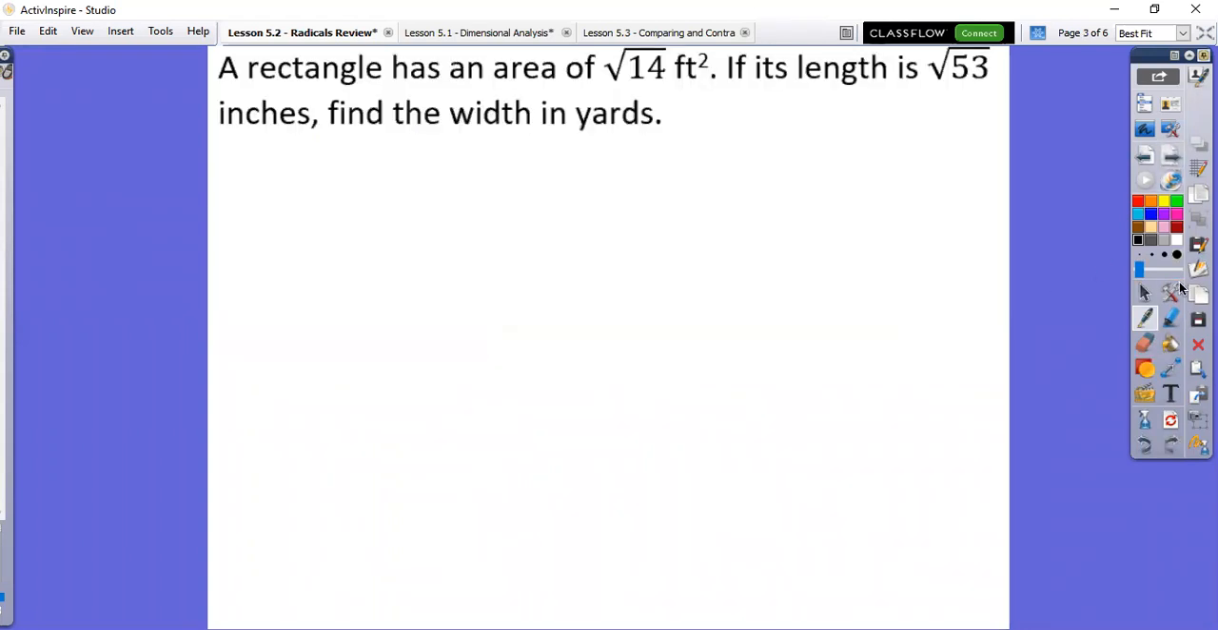All right, so this problem I wanted to show you. I want you to take a look at this. We're going to do this in class, but basically what I want you to do is answer it without a calculator, and I want you to give me the exact answer of this width in yards. So be careful, pay attention to the units. Remember, we just started a section on dimensional analysis. Pay attention to the units to make sure that you give me an exact answer, so not a decimal approximation.